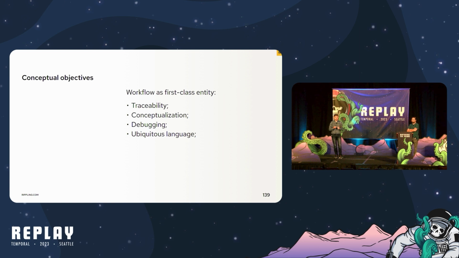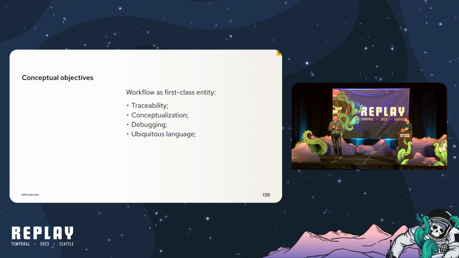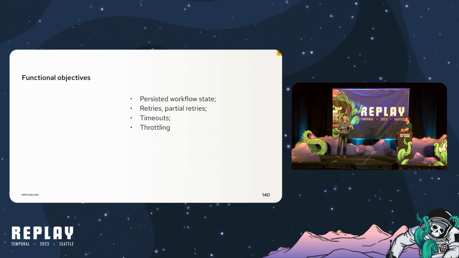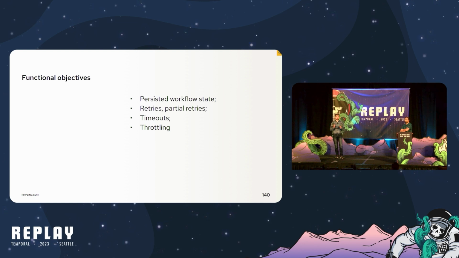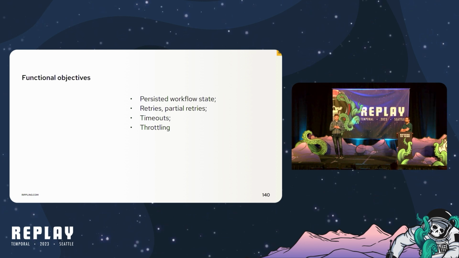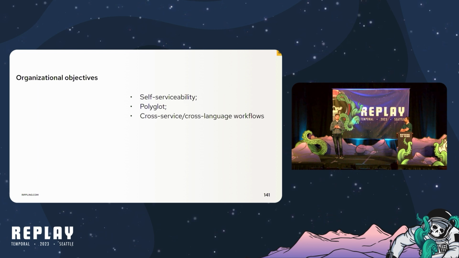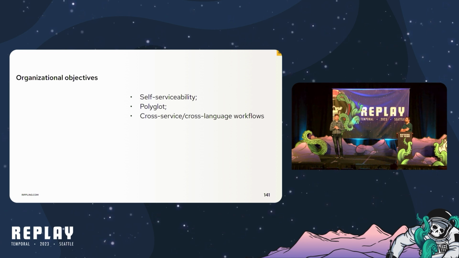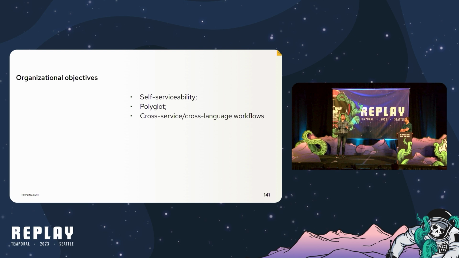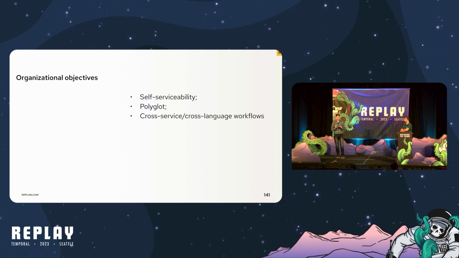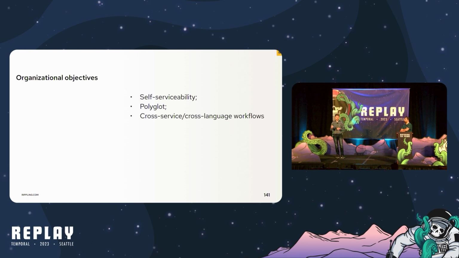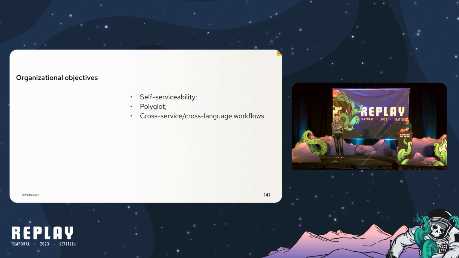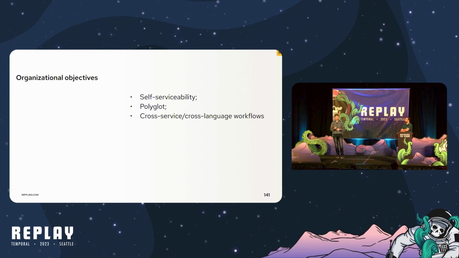Traceability, conceptualization, debugging: all of those are very important conceptual objectives. Functionally, obviously, persisted workflow state for durability, retries, partial retries, timeouts, throttling, prioritization, all of those standard things. And organizationally, a super important goal was that the platform team responsible for asynchronous event processing was very tiny at the time, so it made sense for teams to self-service this. We would like to have minimal impact, helping only if we really need to, but mostly providing tooling so every team can do their own thing, create workflows, create activities, whatever they need to make that work.